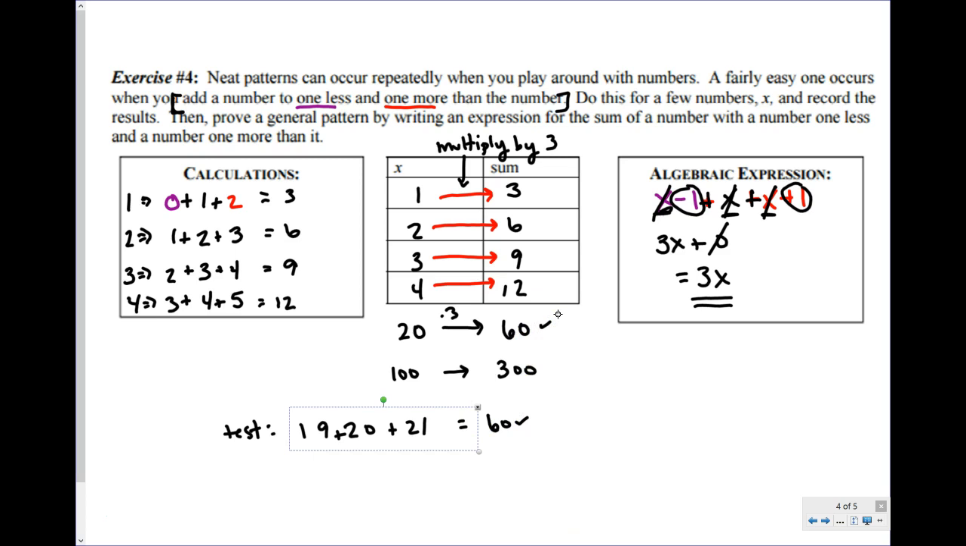So part of our work in algebra is to look for these kinds of patterns. And it's kind of weird that we're just adding up 3 numbers in a row, and we're finding that's the same thing as multiplying by 3, which is actually kind of cool.